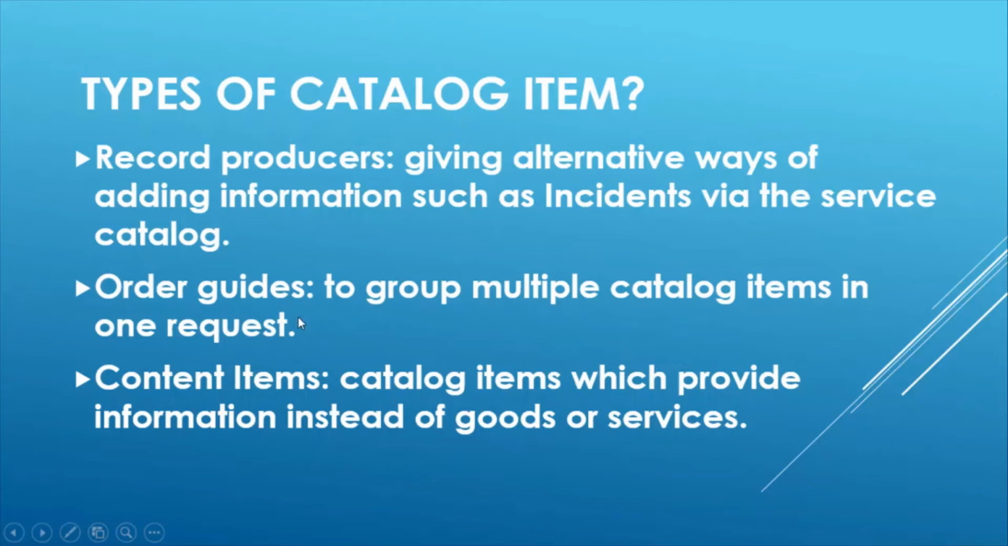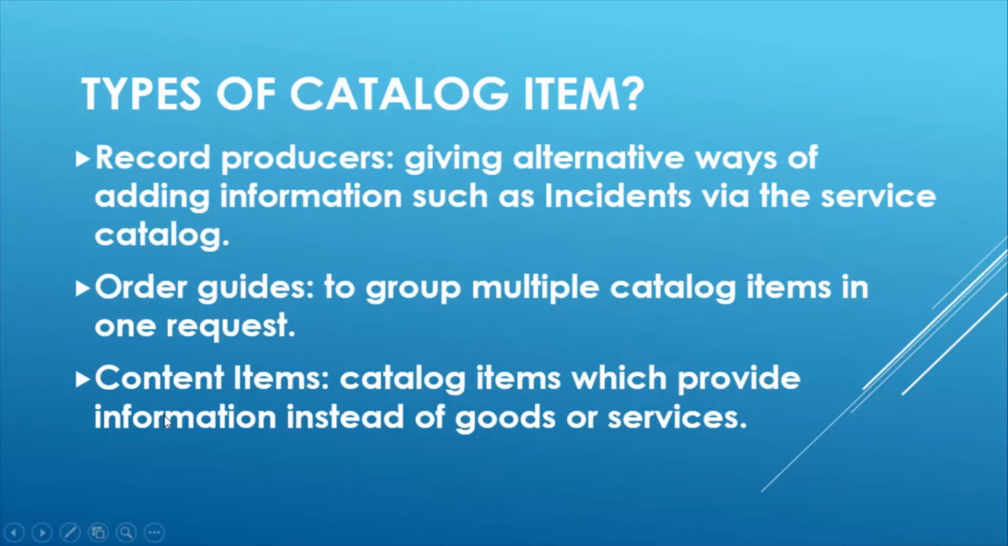Second, we have the order guide. An order guide is used to group multiple catalog items in one request. By using an order guide, we can have multiple catalog items as part of one request. We can arrange the catalog items in the order guide in a sequential manner in which we want to have the request.